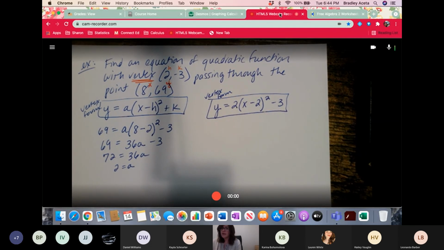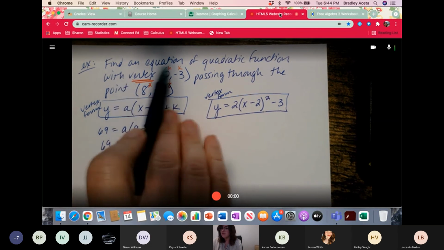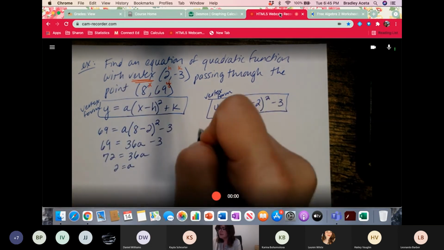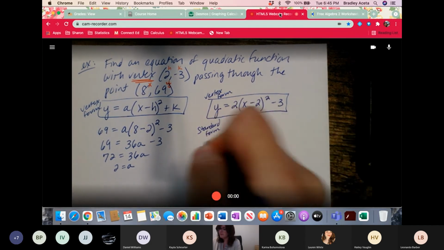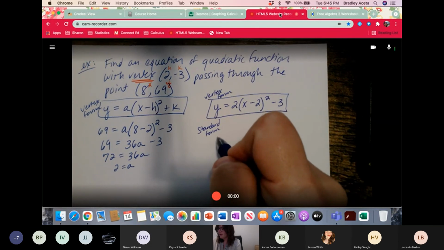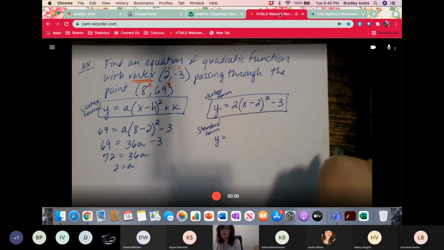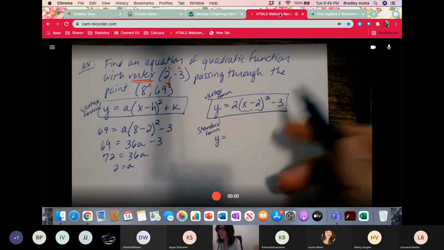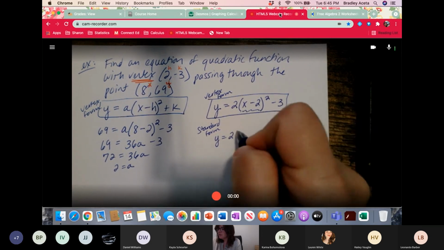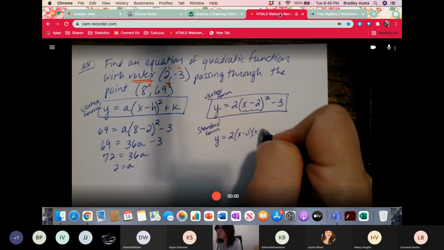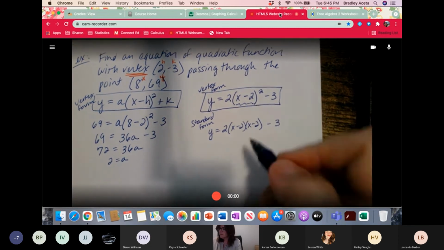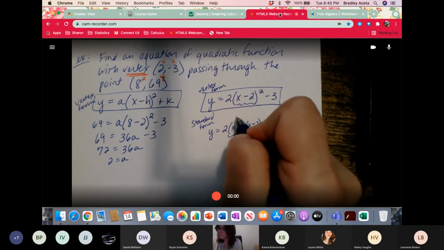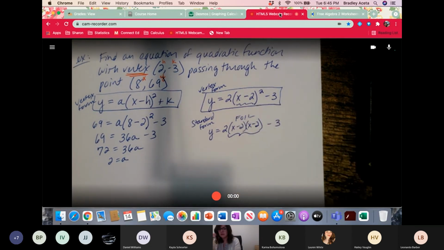If, however, it said write it in standard form, and I did this on purpose, I just said find an equation. If it said write it in standard form, you have to do some extra stuff. You have to go like this. Y equals, you actually have to FOIL it all out. Remember, standard form is ax squared plus bx plus c. You have to FOIL this out. It's not too hard. It'd be 2 times x minus 2 times another x minus 2 minus 3. And you got to do the FOIL part first. FOIL. First, outside, inside, last.